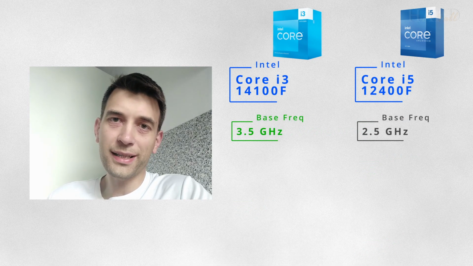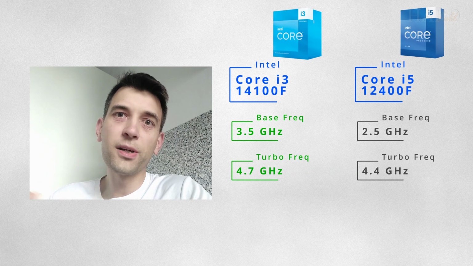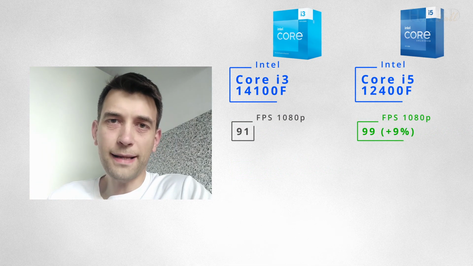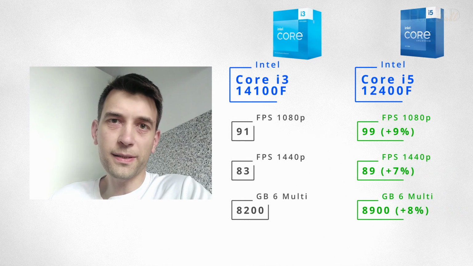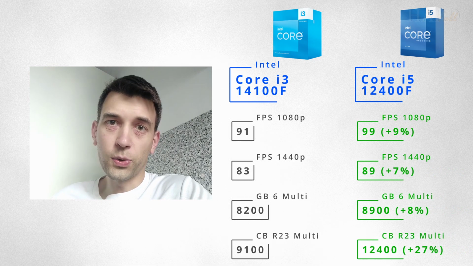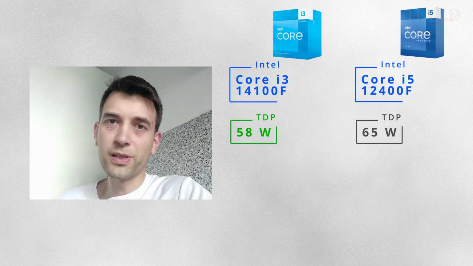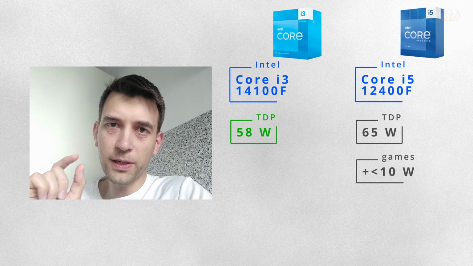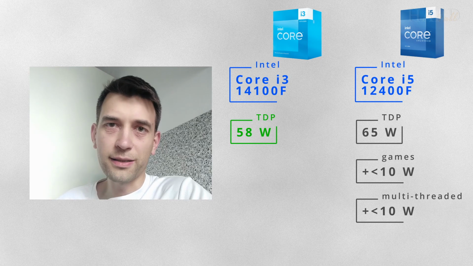Yes, the i3 has higher clock frequencies, but the number of cores has a bigger role. Therefore, the i5 is 79% faster in games. In programs, the difference is even greater, from 8 to 27%. At the same time, their TDP and energy consumption are almost the same. Yes, the i5 is a bit hotter, but the difference in games and programs is less than 10 watts.